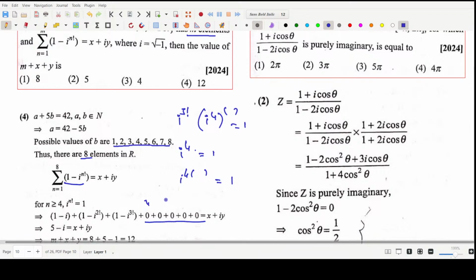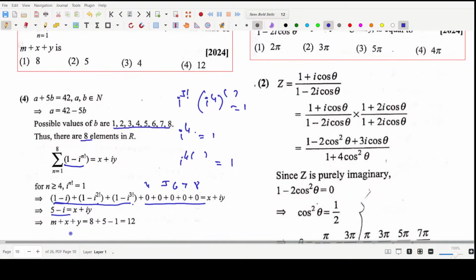For 4, 5, 6, 7, 8, all of these are 0. And before 4, 1 factorial is i power 1. 2 factorial is i square, which equals minus 1. And 3 factorial is 3 into 2, which is 6, i power 6. These three we will evaluate. If we evaluate this one, then we are getting 5 minus i.